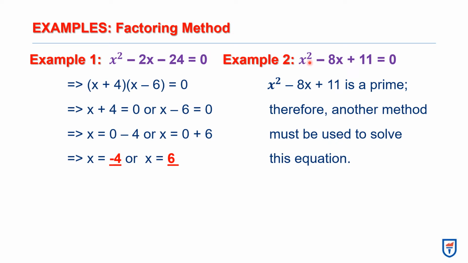So when we try to apply simple factorization on this equation, we look for two factors that, when we multiply them, will give us plus 11, and when we add them, will give us minus 8. But in this instance, we don't have any two factors that multiply to get plus 11 and add to get minus 8. So in this situation, we don't have any factors. We can't solve this quadratic equation using the simple factorization method.